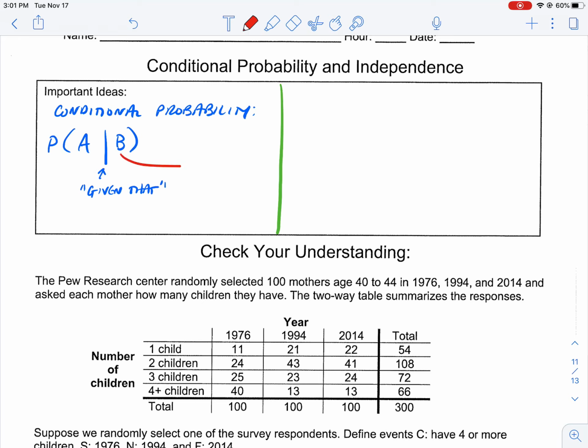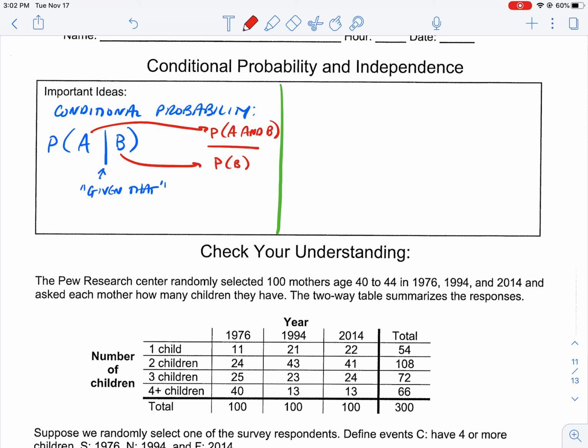And so our B is going to become our denominator, because it's always going to be over the probability of B happening, because B is our limiting factor, right? So given that B happened, that limits everybody who didn't have B happen. So given that B happened becomes our denominator. And then on top goes the probability of A and B.